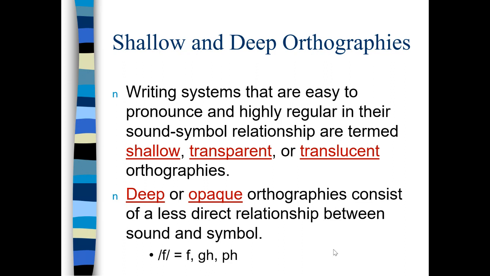Otherwise, we have deep orthographies, which are letters put together and make different sounds than what you actually see. And our example on the screen is that the F sound, or the sound that the letter F makes, can be made multiple ways. It can be made with the letter F. When you put a GH together in our orthography, the alphabet can also make the F sound. And then when we put a PH together, also makes the F sound.